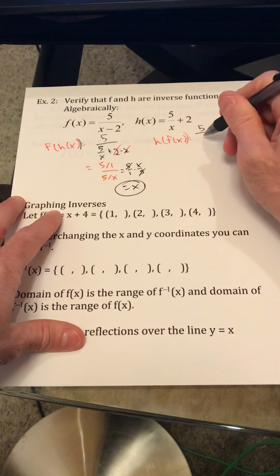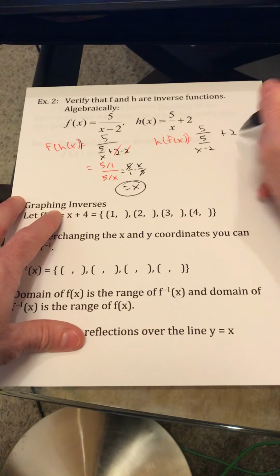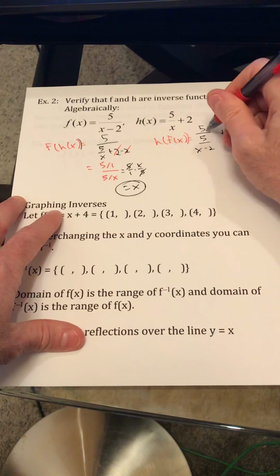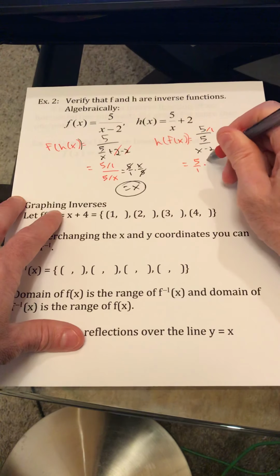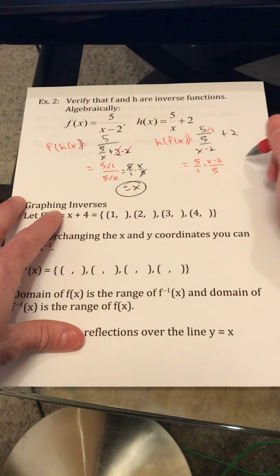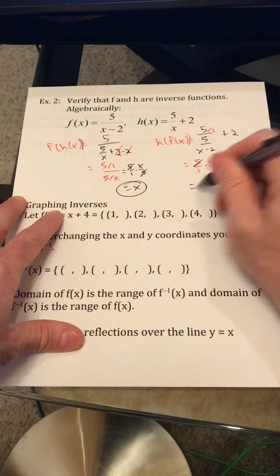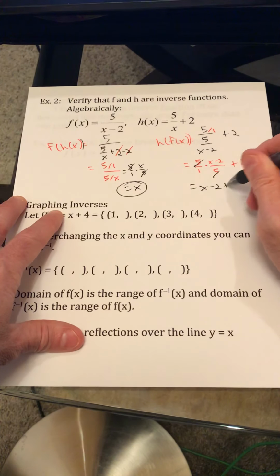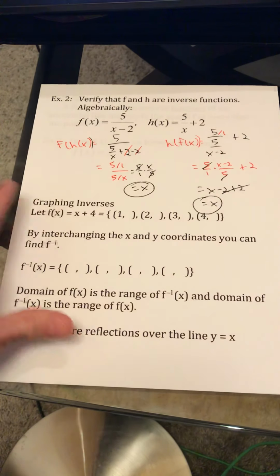So 5 over x minus 2 plus 2. Again, what I'm going to do here is make that 5 over 1. So then 5 over 1 times x minus 2 over 5 plus 2. Well, again, the 5's cancel, and we are left with x minus 2 plus 2, which is x.